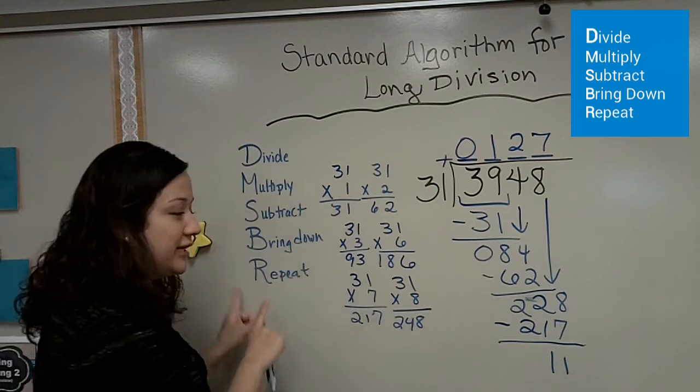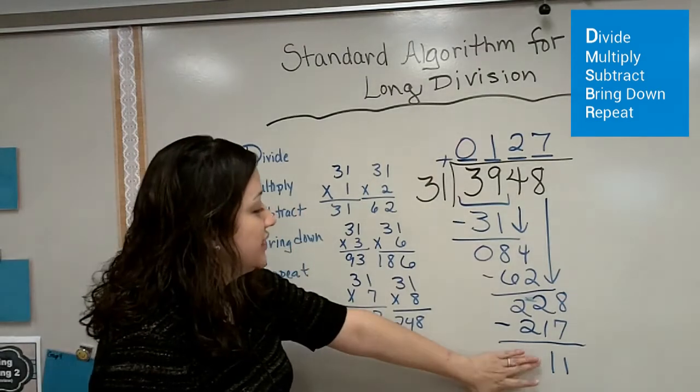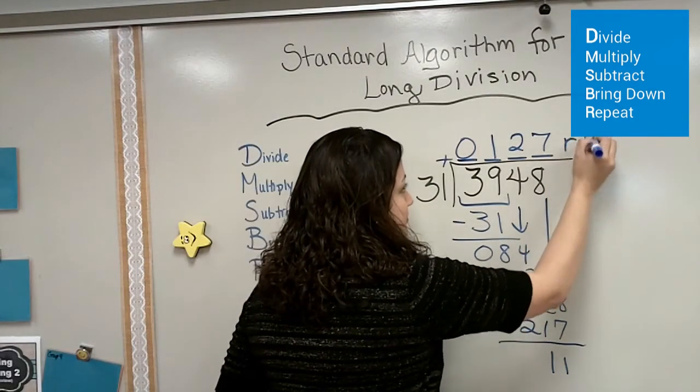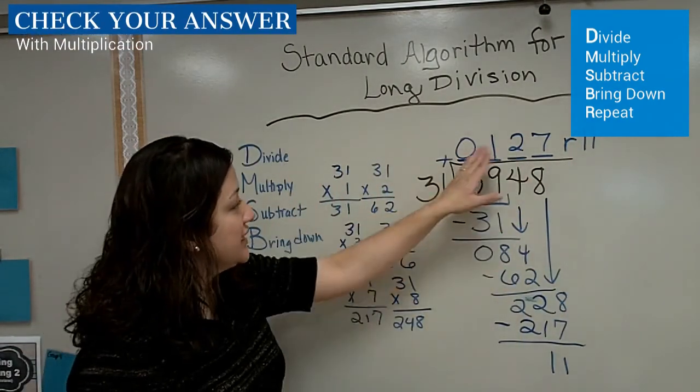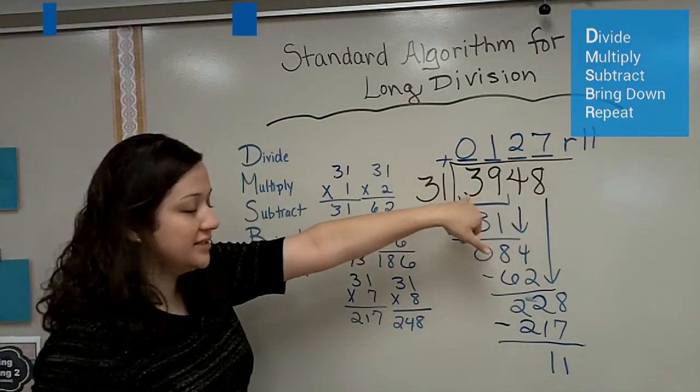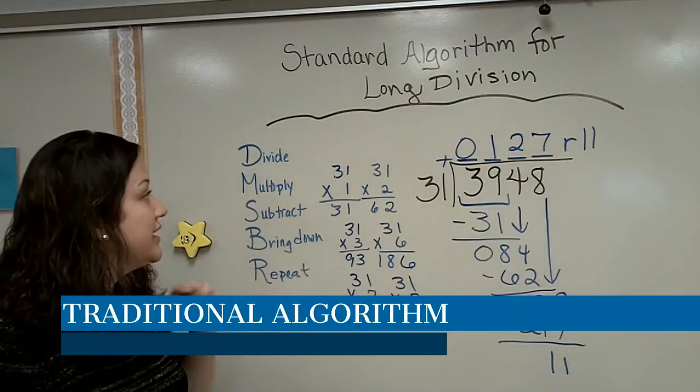We don't have anything to bring down, we don't have anything to repeat. So this is our remainder, and we're finished. I teach them to check with multiplication and then add the remainder to make sure they get the dividend.